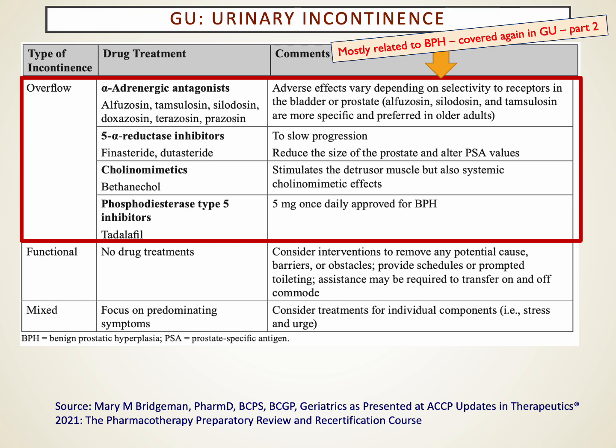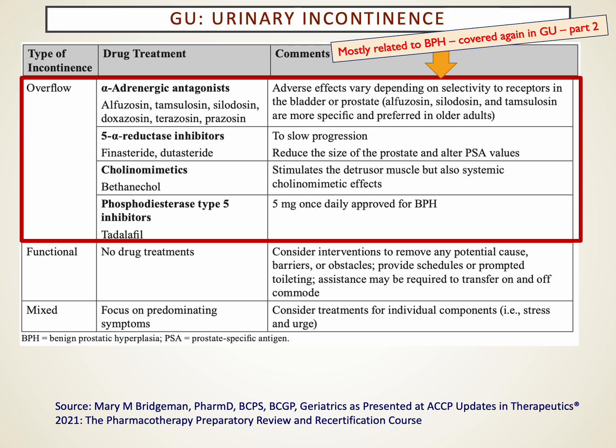Finally, in overflow incontinence, a relatively new indication are the phosphodiesterase inhibitors that are now approved for BPH, particularly tadalafil, which is indicated for that purpose as well. So if you have a man who has both prostate enlargement with urinary overflow incontinence, in combination with sexual dysfunction, for example, erectile dysfunction particularly, then that may make sense.